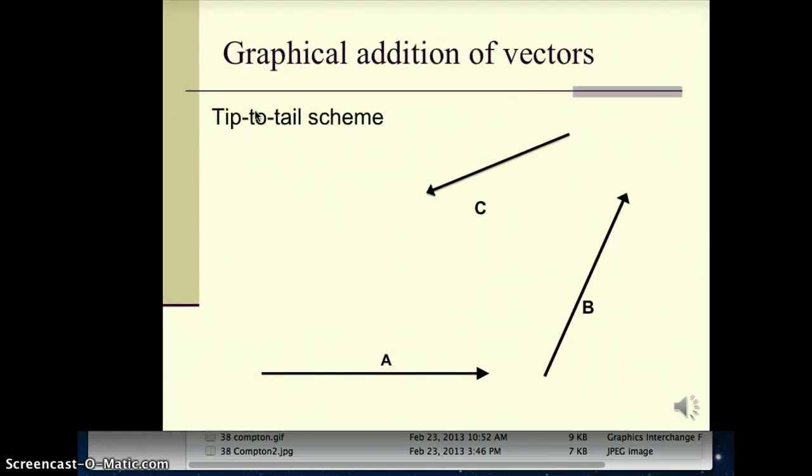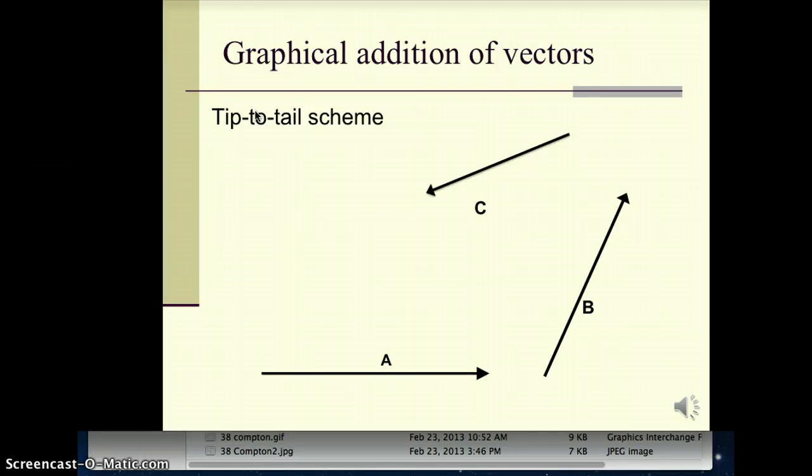We've talked about the idea of adding vectors. On this graphic, I'm going to show the first of two techniques for adding vectors together. This example shows three vectors, A, B, and C, but the technique is completely general for any number of vectors. So here we have three, A, B, and C. We want to add them together to get a new vector, D.